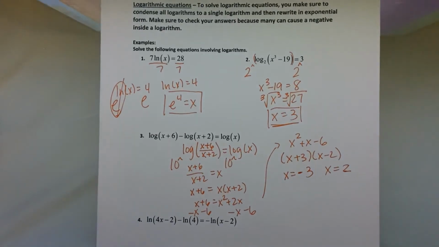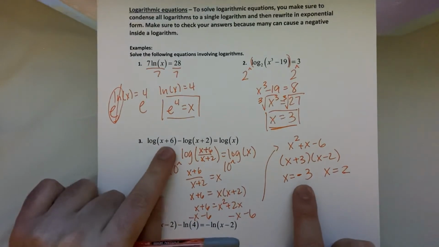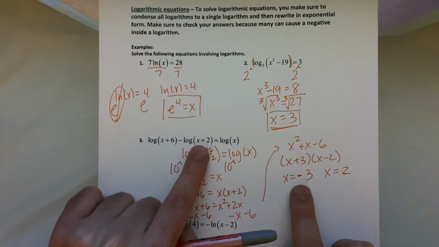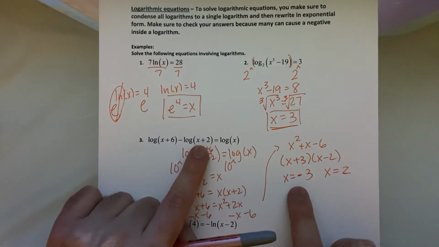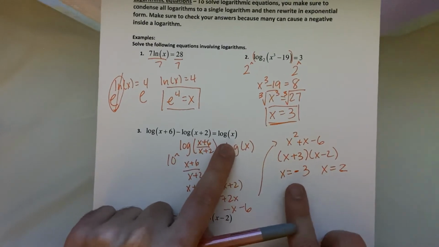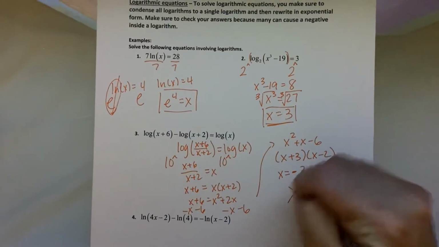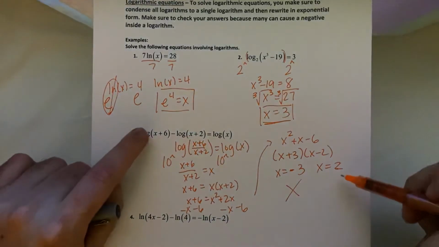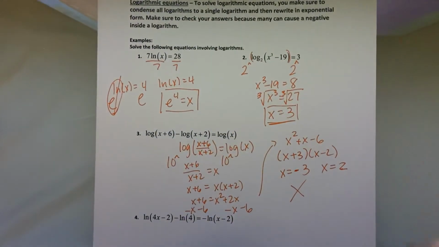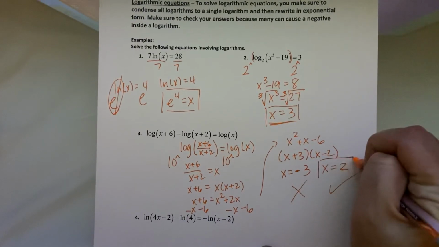So these are the types of equations that I really need to go back and make sure that they work when I plug them in. -3 plus 6 is positive, so that's fine. -3 plus 2 is negative. I can't have a negative inside a logarithm, so that breaks this logarithm. And -3 over here by itself also doesn't work. So this one's out. Well, we plug in 2. 2 plus 6 is 8. 2 plus 2 is 4. And here it's just 2, so this one's fine. So it's just the one solution.